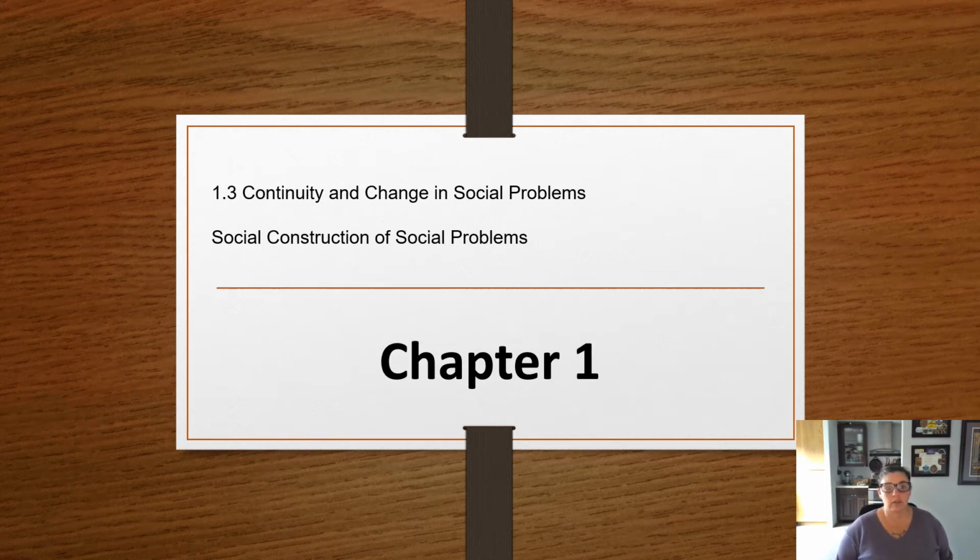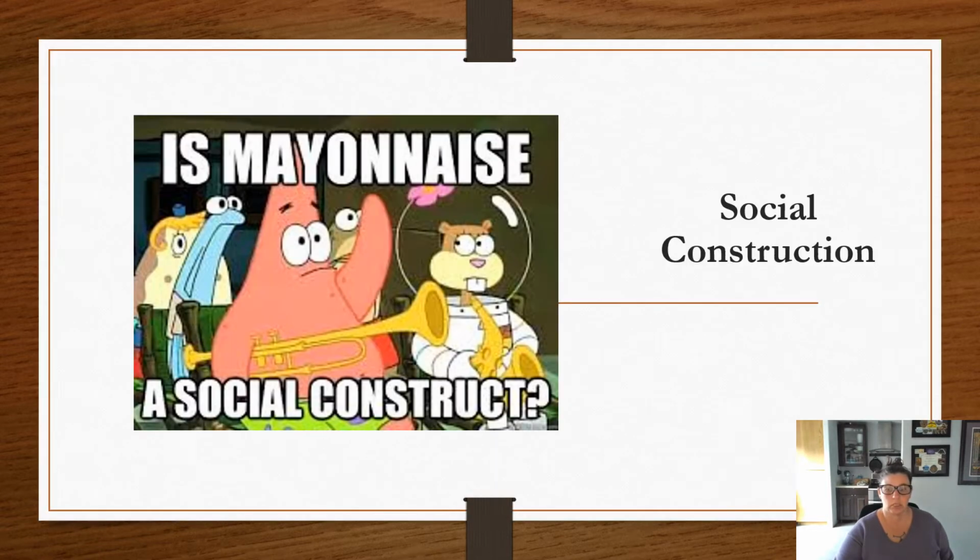Today we're going to talk about continuity and change in social problems. Essentially, through a different language, what the book is talking about in this section of the chapter is social construction, or a social constructionist approach. So what is a social construction?